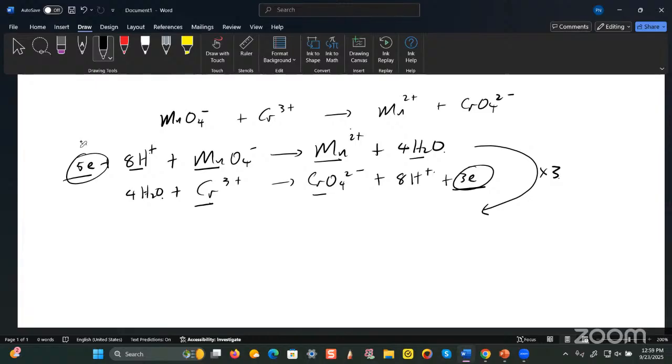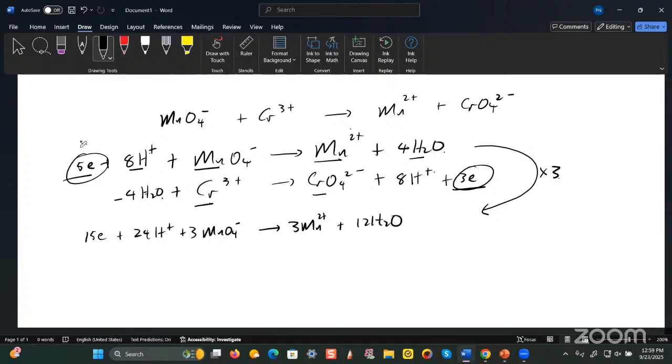So if I multiply this by 3, what am I going to end up with? I'm going to end up with 15 electrons plus 24 hydrogen ions plus 3 permanganate ions on the left side, and then on the right side, I'm going to have 3 manganese 2+ ions plus 12 water molecules. All right, so that's the result of multiplying the first equation entirely by 3.